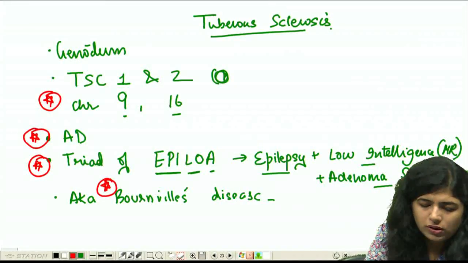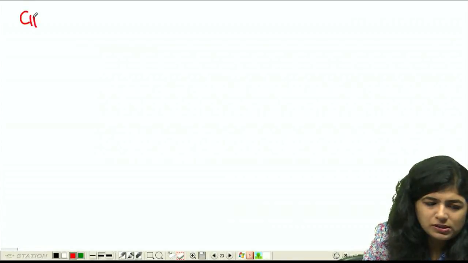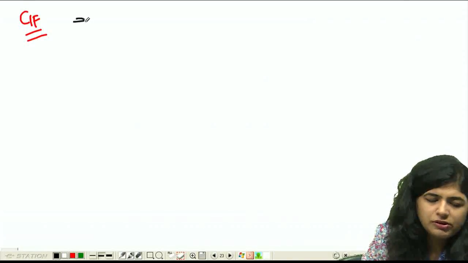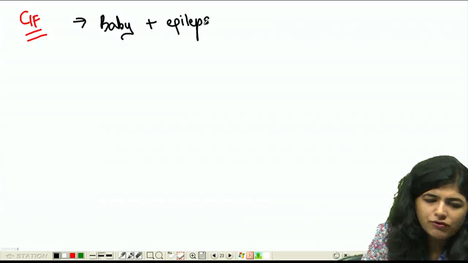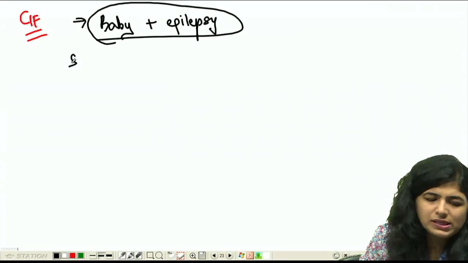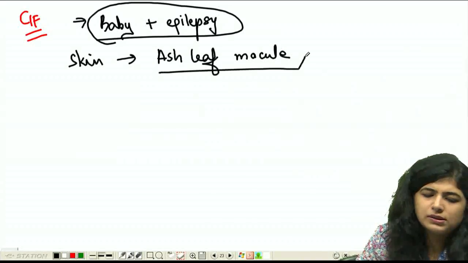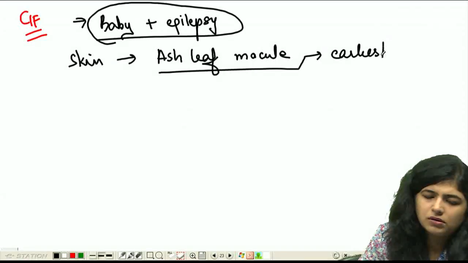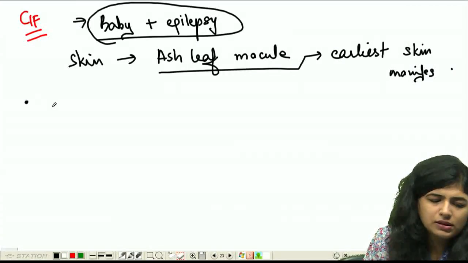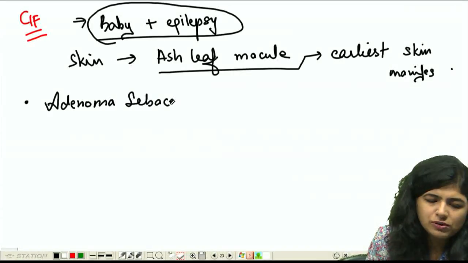Clear? Good. Now, what are the clinical features? Generally, it will be a baby who has epilepsy. So, if a baby has epilepsy, you examine the skin. On the skin, you see this ash leaf macule. This is the earliest skin manifestation. Then the other thing importantly that is asked is adenoma sebaceum.